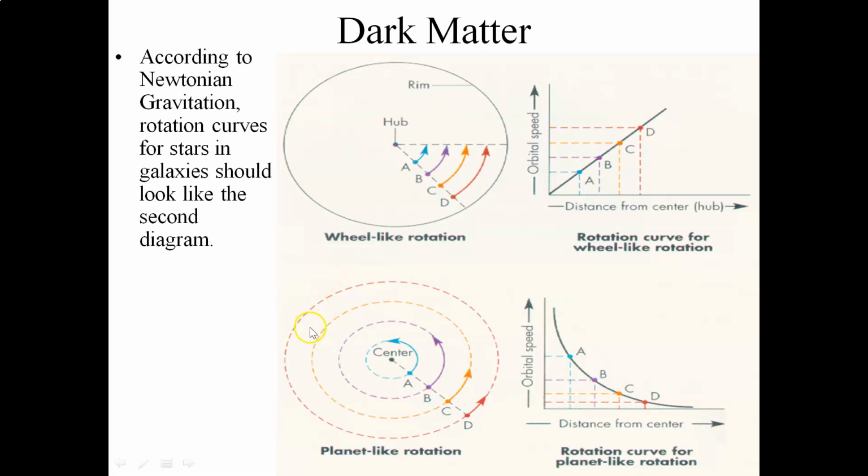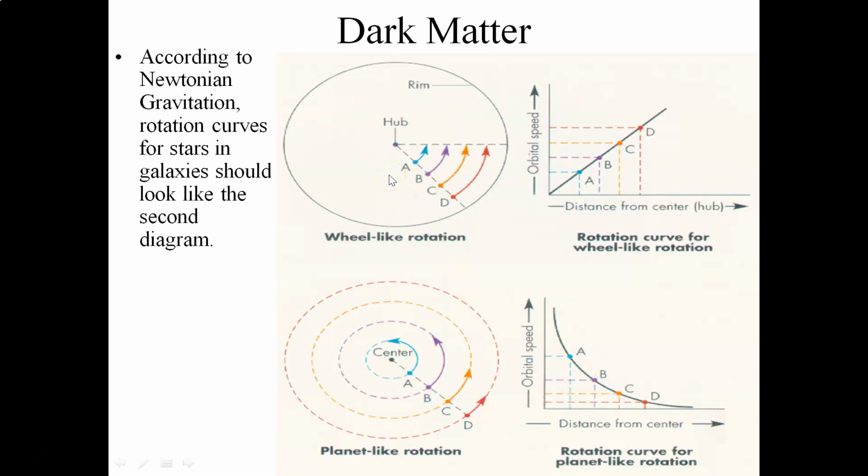So, for example, take a look at this slide here. Take a look at the second diagram. We have right here the center of a galaxy, for example, and then stars A, B, C, D, and so on. According to Newtonian gravitation, as you move further and further away from the center, then the speeds of the stars within a galaxy should decrease according to a graph that looks like this.